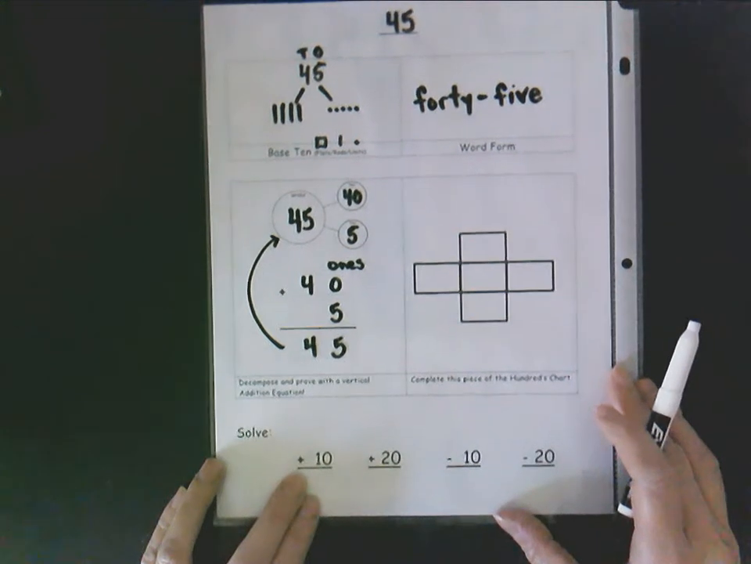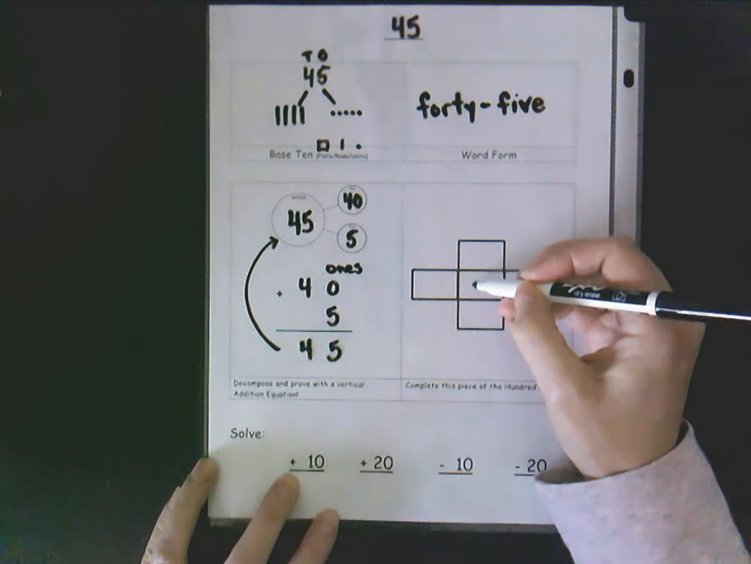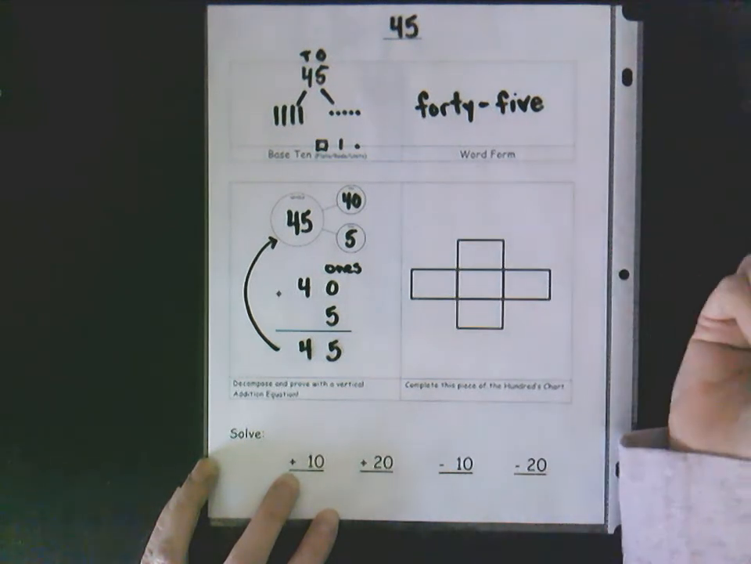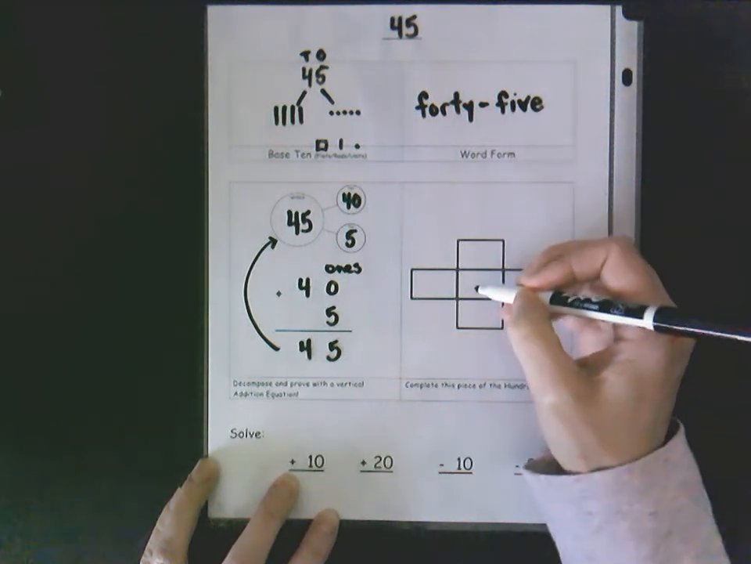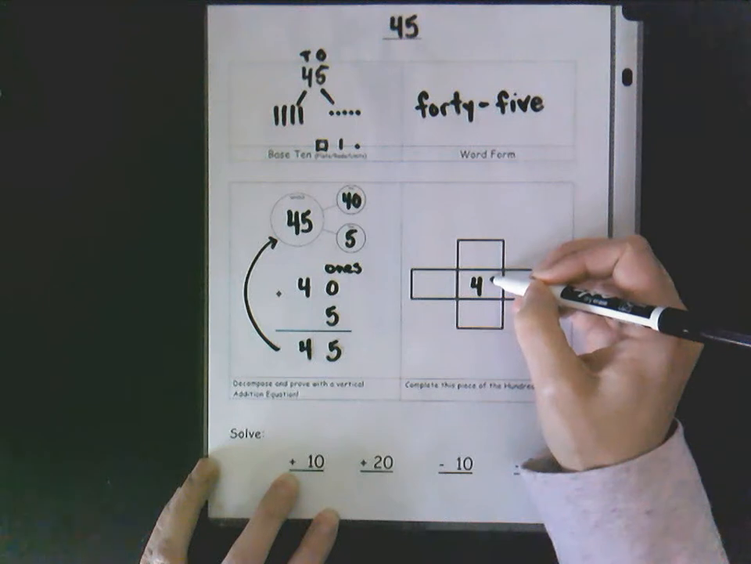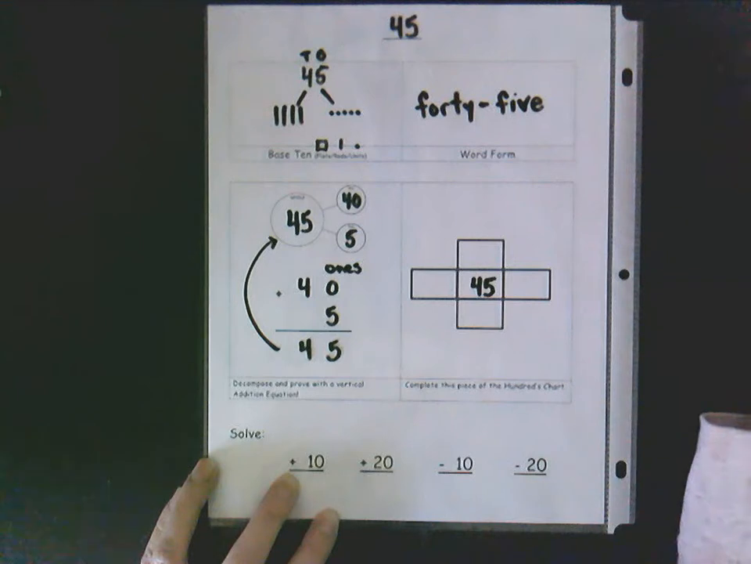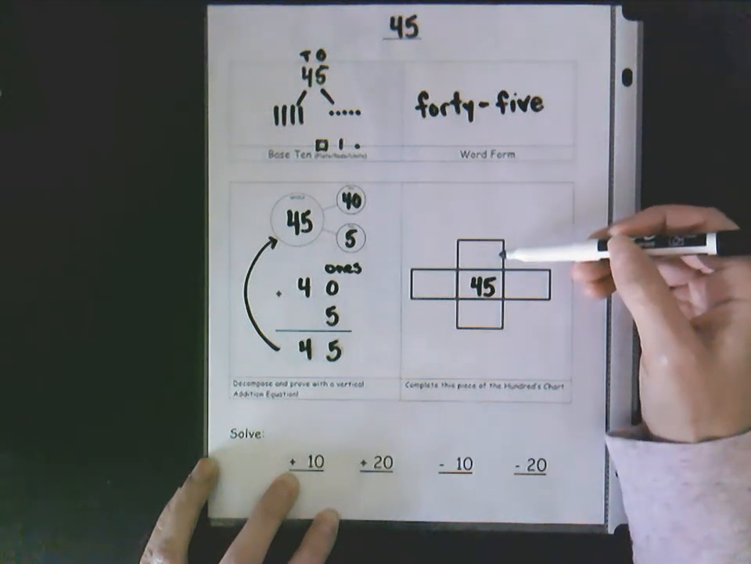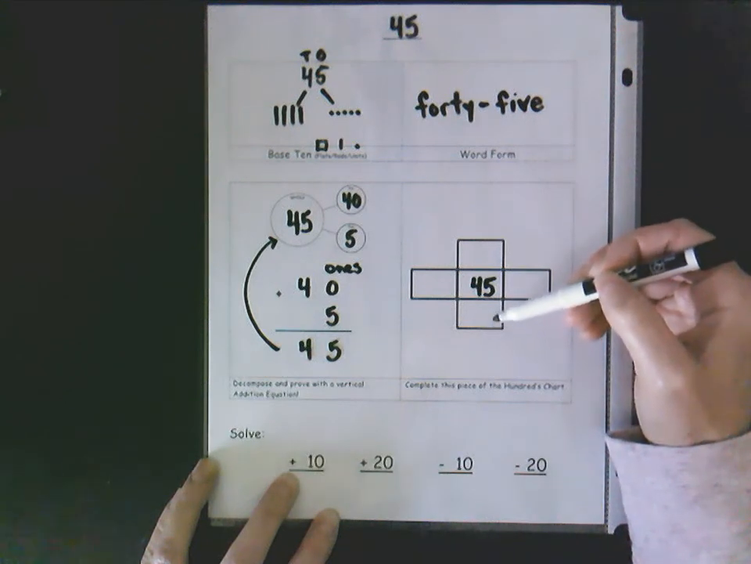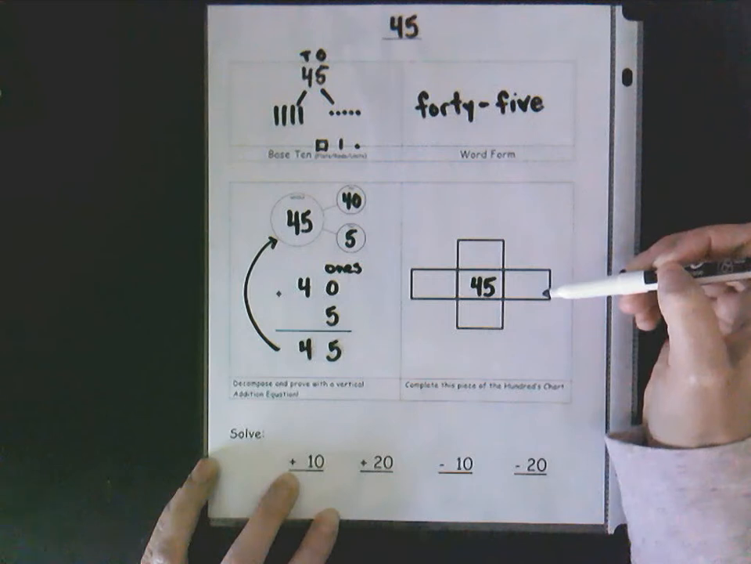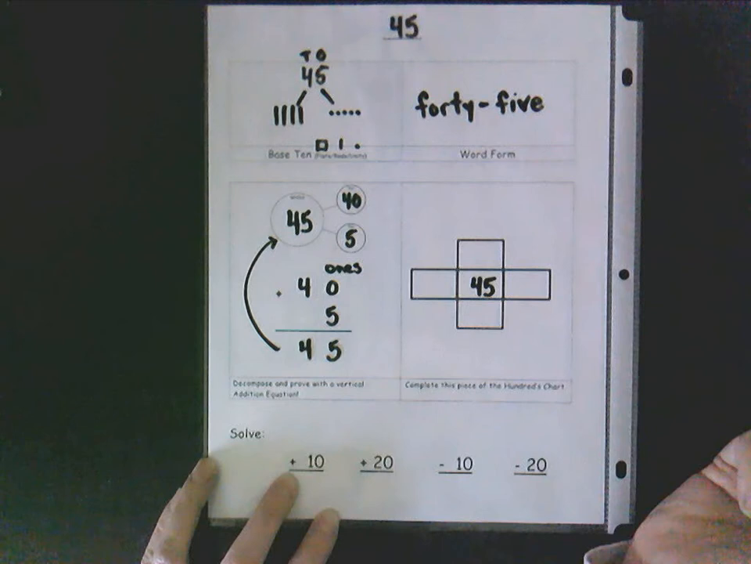All right, for those of you that have played with hundreds chart puzzles, my students love them. This is a pretty basic one, and this helps us add and subtract tens and ones in our head, and we call that mental math. 45 can go anywhere on this puzzle, but I like to start with putting it in the middle. When we go up on the numbers chart, we're subtracting 10. When we go down on the hundreds chart, we are adding 10. When we go to the right on the hundreds chart, we add 1. And when we go to the left on the hundreds chart, we subtract 1.